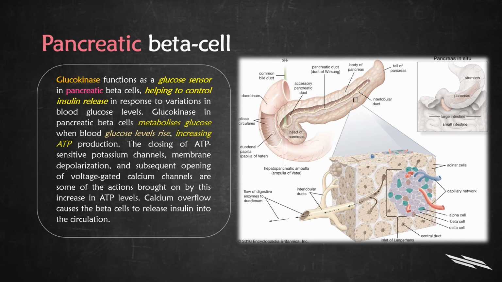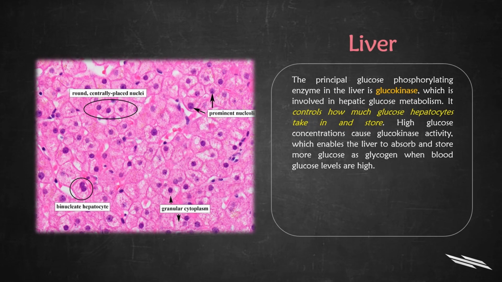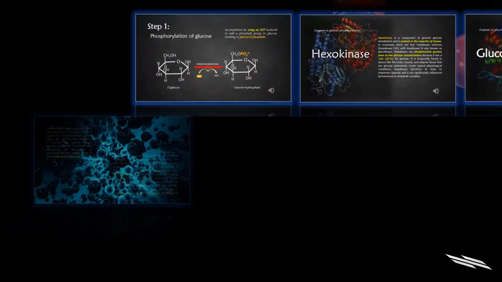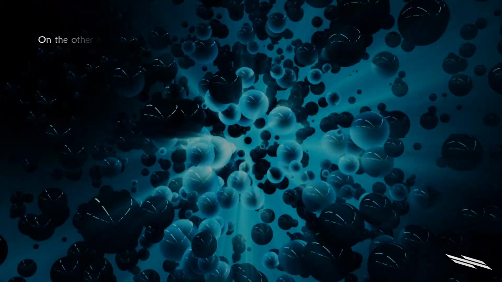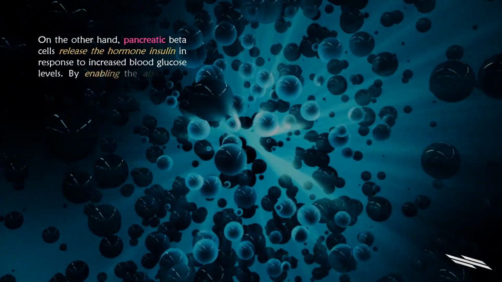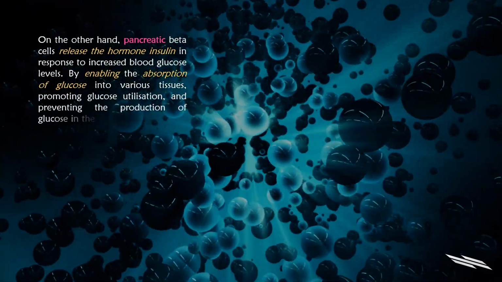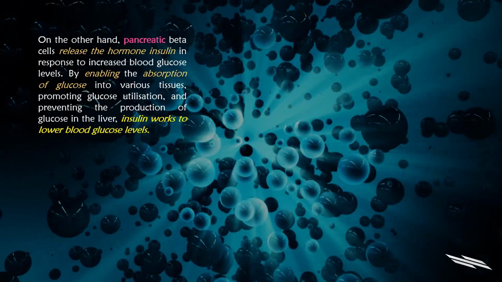In the liver, the principal glucose phosphorylating enzyme is glucokinase, which is involved in hepatic glucose metabolism. It controls how much glucose hepatocytes take in and store. High glucose concentrations induce glucokinase activity, which enables the liver to absorb and store more glucose as glycogen when blood glucose levels are high. On the other hand, pancreatic beta cells release the hormone insulin in response to increased blood glucose levels. By enabling the absorption of glucose into various tissues, promoting glucose utilization, and preventing the production of glucose in the liver, insulin works to lower blood glucose levels.